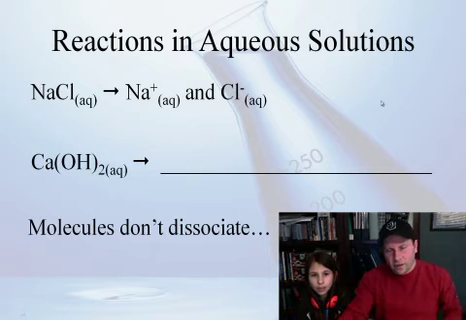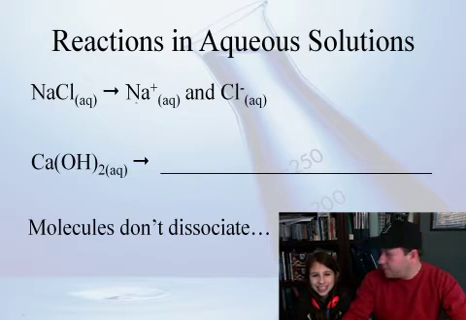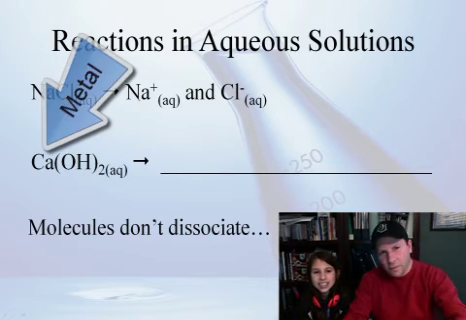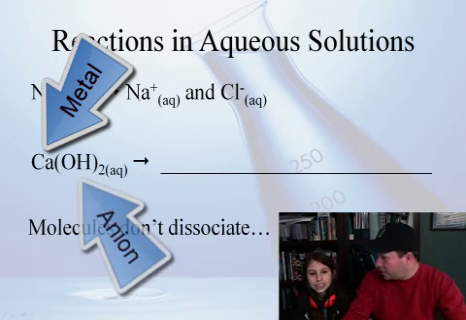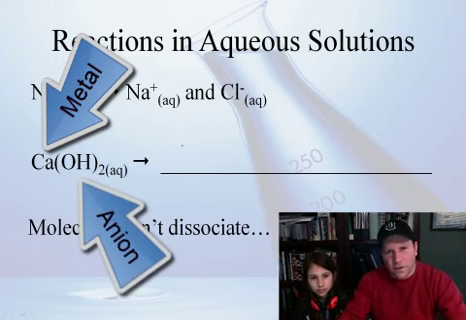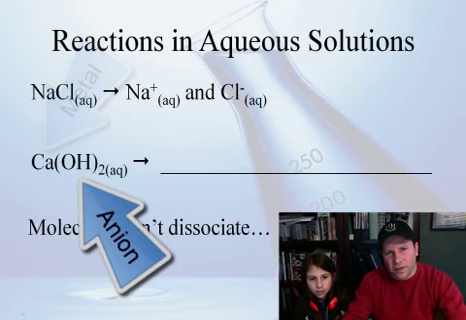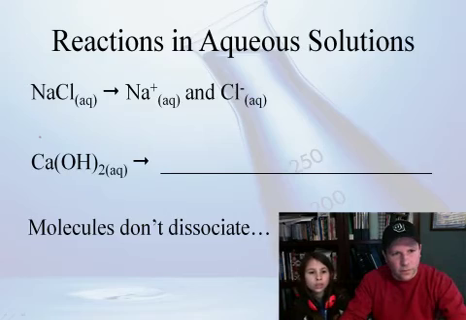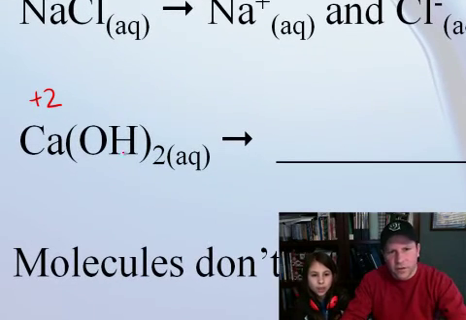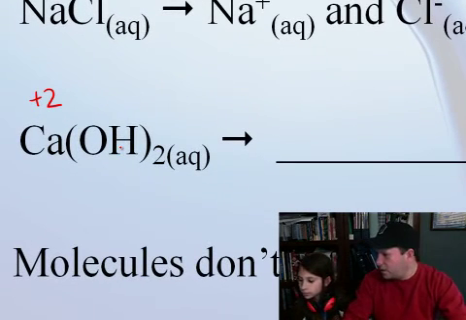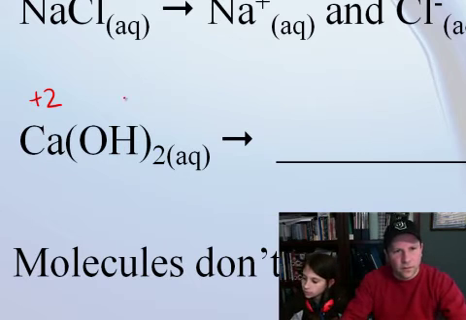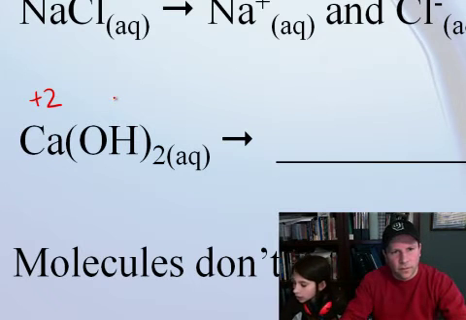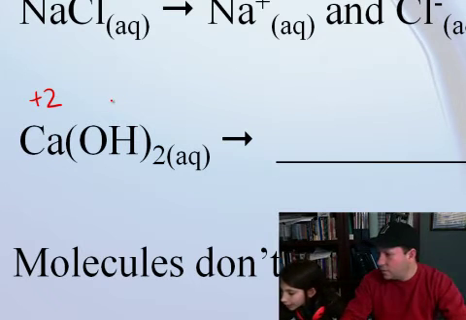First of all, is it a salt? Is calcium hydroxide a salt? Yes, because it's got a metal and a polyatomic ion in it. So let's break this apart. What is the charge on calcium since it's in group 2? +2. So I'm going to write +2 here. And what's the charge on hydroxide? It's a polyatomic ion. Find it on the sheet. -1, right? Would you agree?